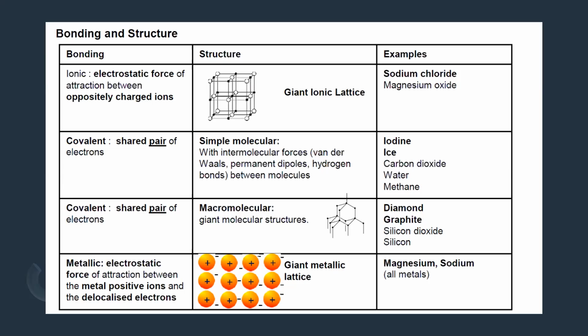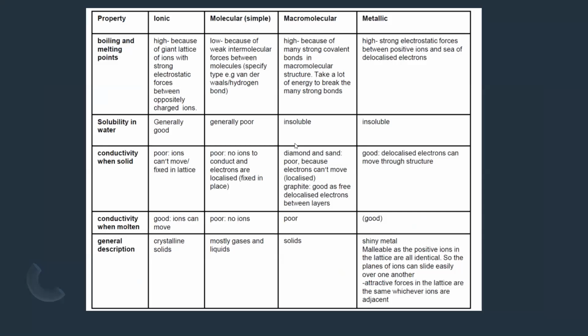And then the last one, metallic: electrostatic attraction between positive ions and delocalized electrons. They have a giant lattice. For example, all the metals have the same structure. These are comparisons of the properties.